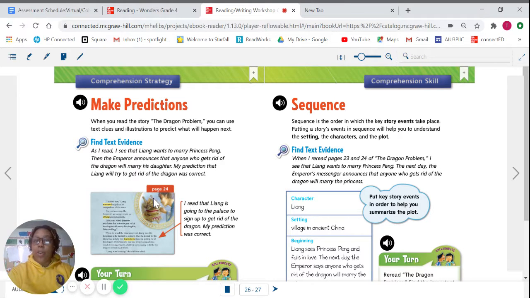Look, I found it here on page 24. I read that Liang is going to the palace to sign up to get rid of the dragon. My prediction was correct. So, all of the things that we put together in making predictions and finding and citing text evidence can help us make good predictions and better comprehend our story.